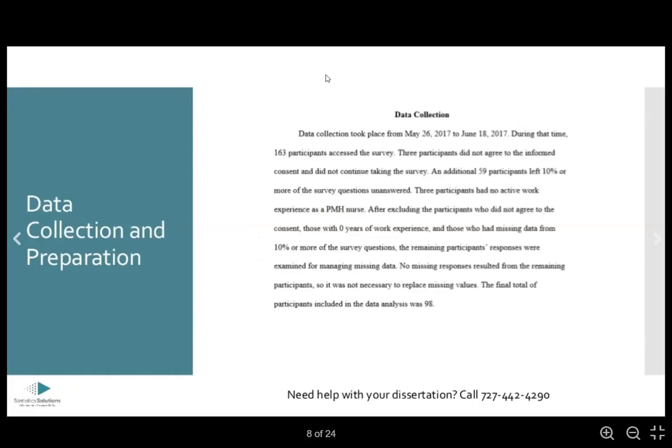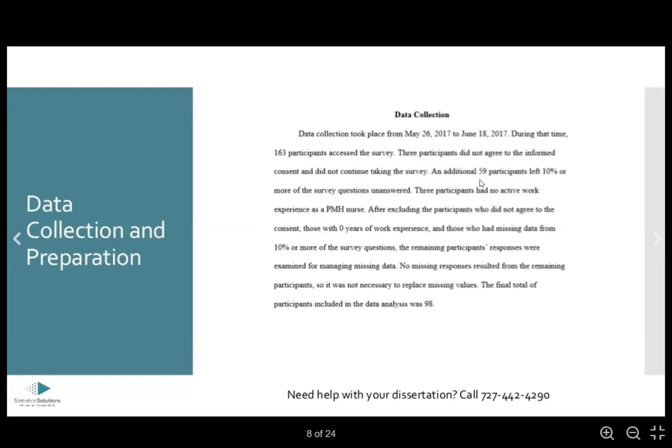Here's another example. This one's a little bit more detailed. Here, they're actually specifying the exclusion criteria that each of these people were excluded for. So here there were 163 participants who accessed the survey. Three of these participants didn't provide their informed consent, so they were excluded.